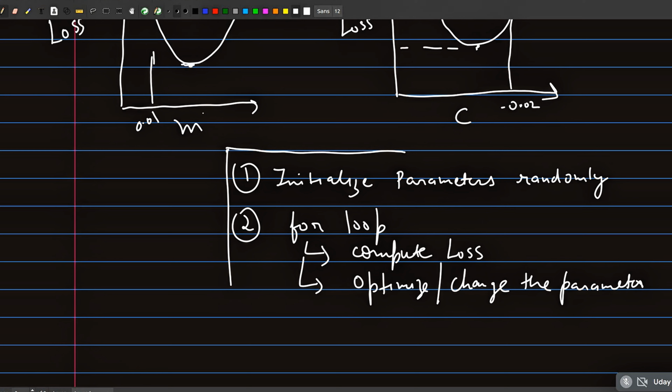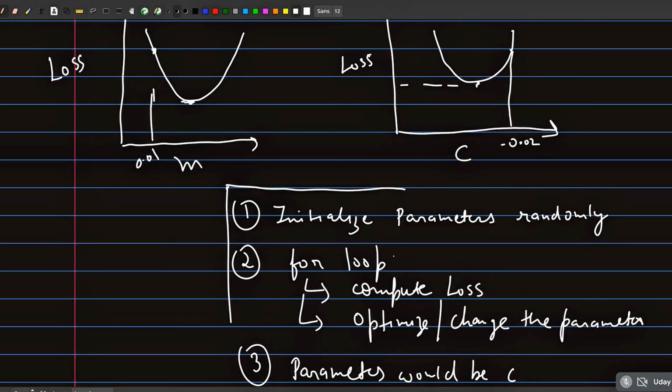Here parameters are what? m and c. Okay, and then you loop throughout this process, and you do it for some number of loops, let's say 10, 100, and after that the parameters would be close to these values.